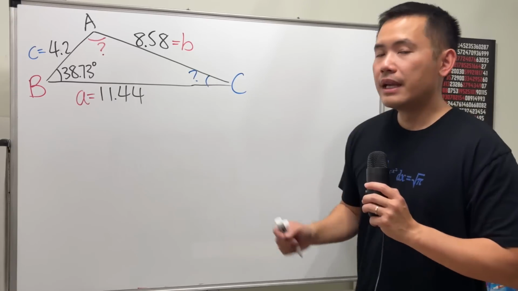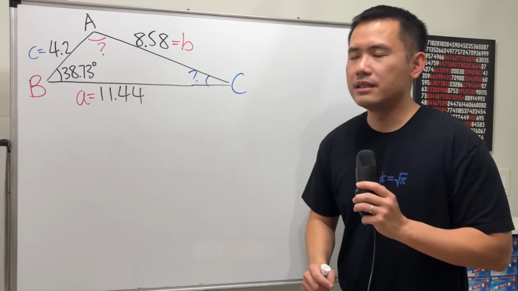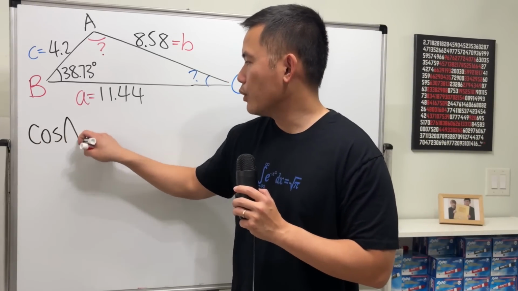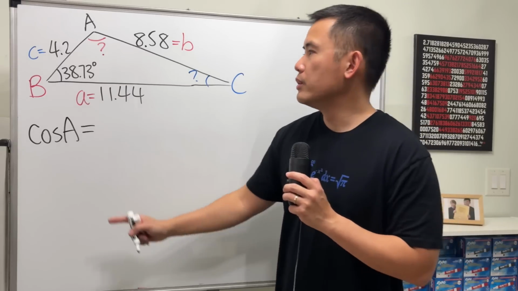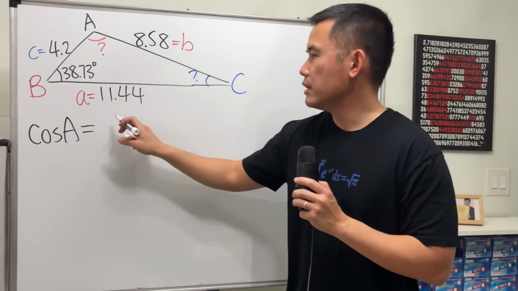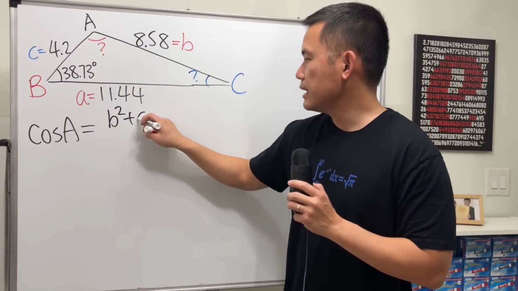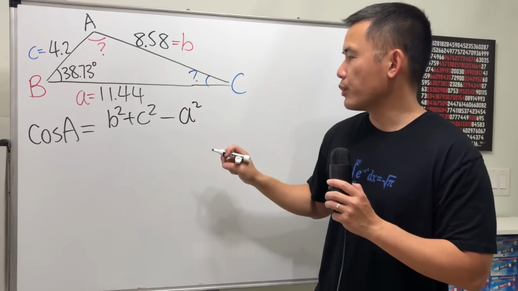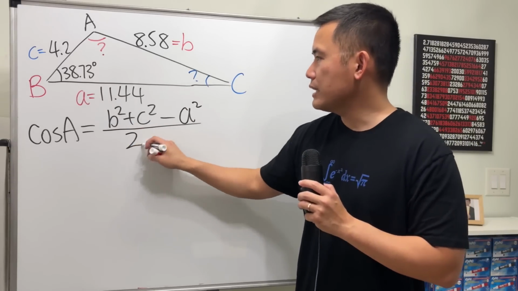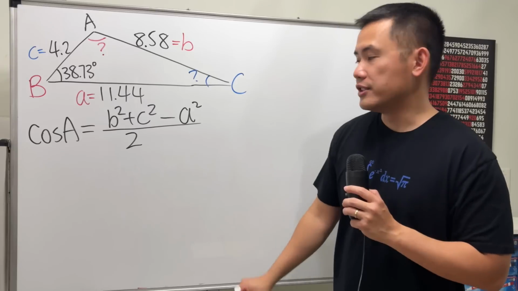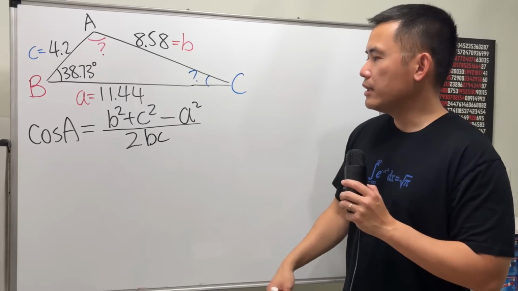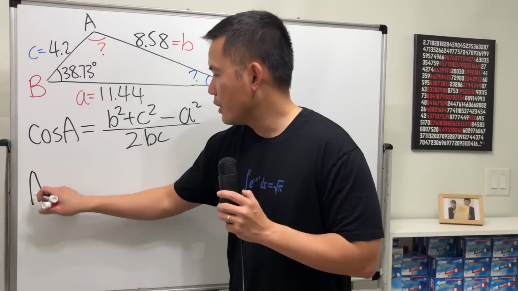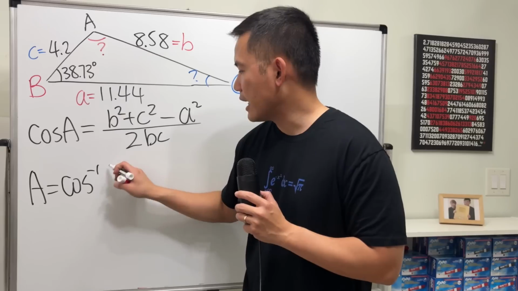So let's have a look. There are 3 versions of law of cosines, but technically you just need to remember one. It's all about the setup. When you have cosine A, this right here is equal to the sum of its adjacent sides squared. So we have b squared plus c squared, and then minus the opposite side squared, which is just a squared. And then divided by 2 times its adjacent side, which is bc. And then of course you can just take the inverse cosine on both sides, and let me just write this down. A will be inverse cosine.